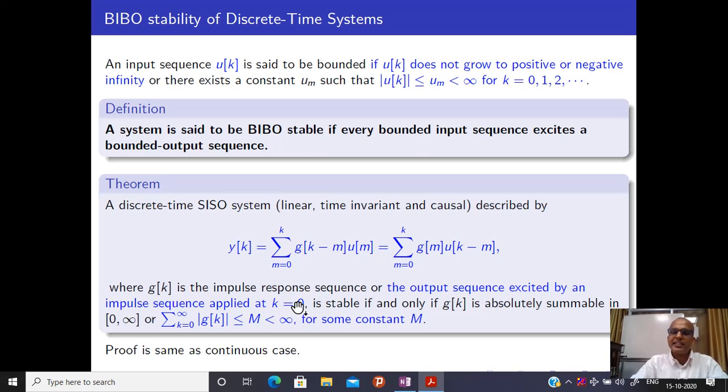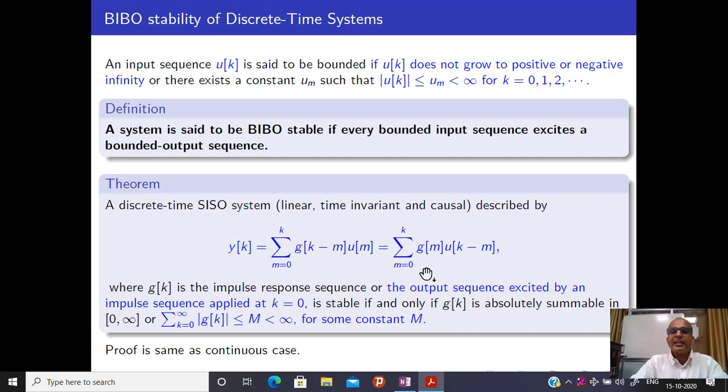If I have a discrete time system, then we define that as an impulse response sequence, because information is only available at the k equal to 0 instant, 1 instant and 2 instant. And how can one calculate the impulse response? It is the output sequence excited by the impulse sequence applied at k equal to 0. In that way I am able to generate this term g_{k-m}, or g_m.